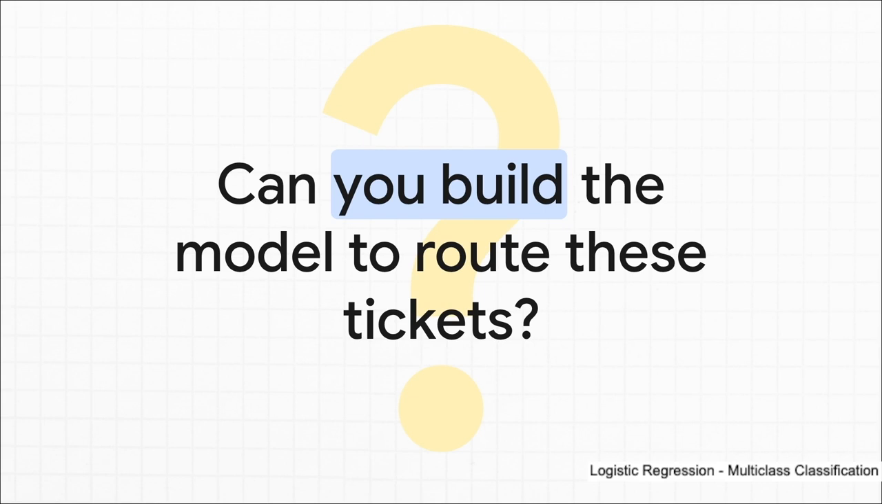Think about it. If you can master routing these 3 departments today, what's stopping you from building a neural network that categorizes thousands of distinct objects tomorrow? The mathematical architecture is exactly the same. The only limit is your data.